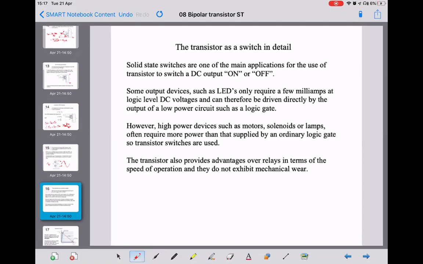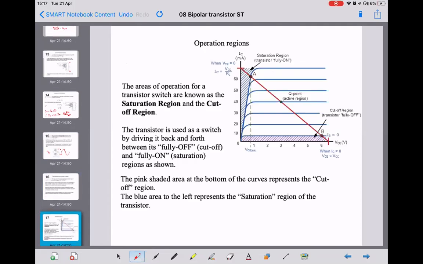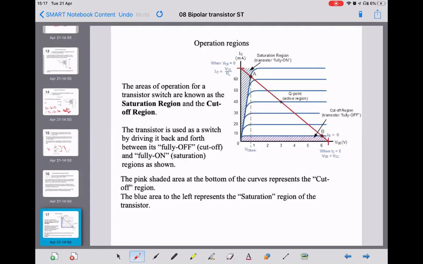Now, in detail, we'll look at this diagram, the operating regions. Don't worry too much at this point in time about that dot in the middle that says the Q point, active region. We'll come to that when we look at amplifiers. But as a switch, we're interested in these two regions. You've got the saturation region on the left. If we're operating in that region, we're operating in saturation mode, and the transistor is fully on.